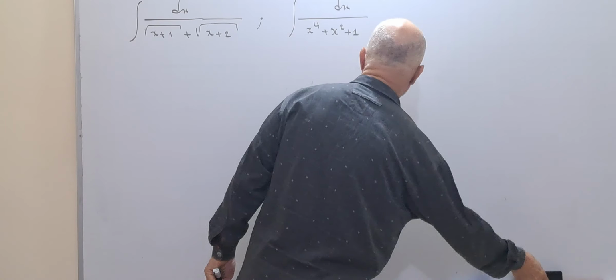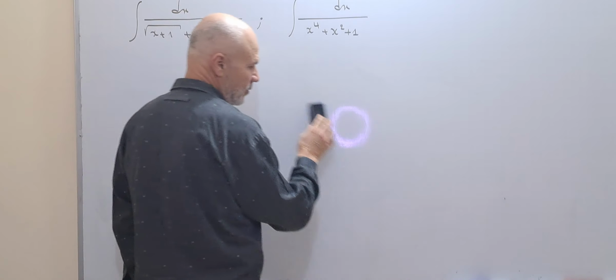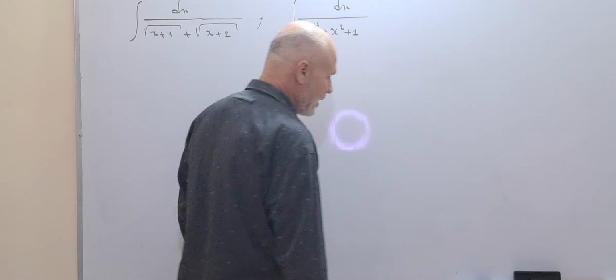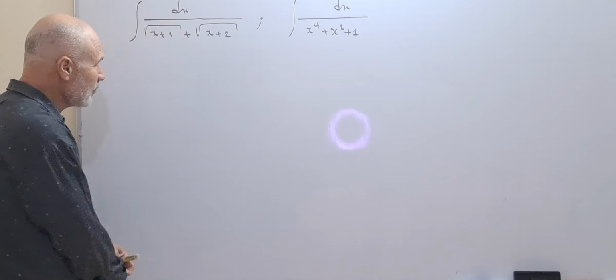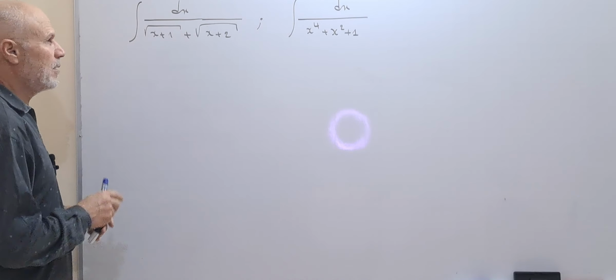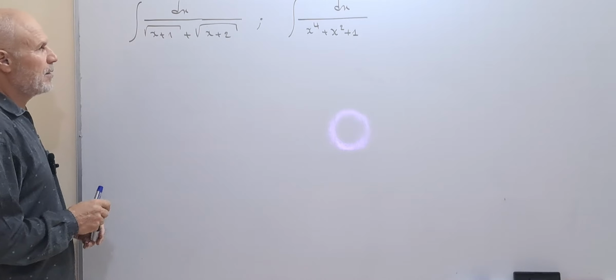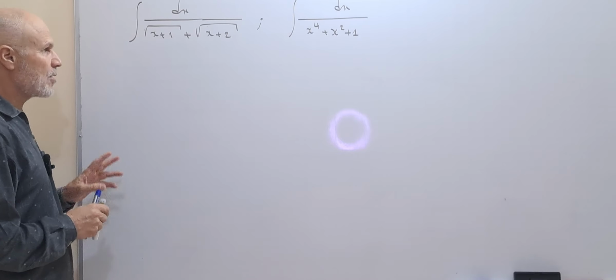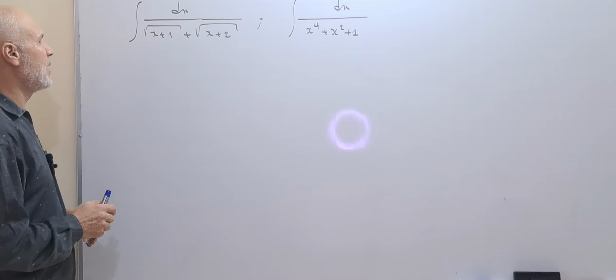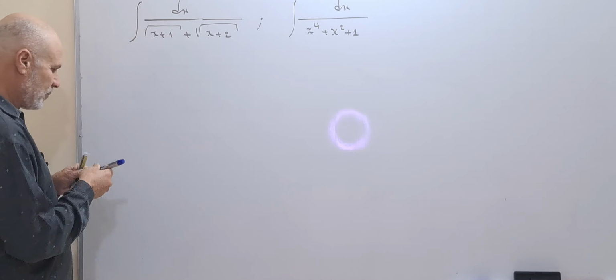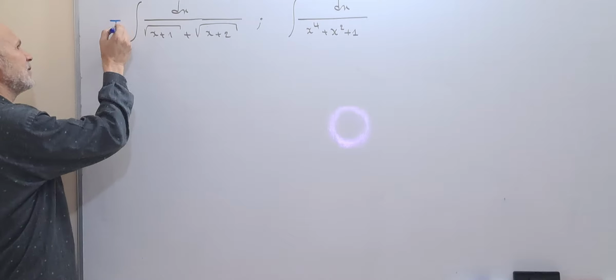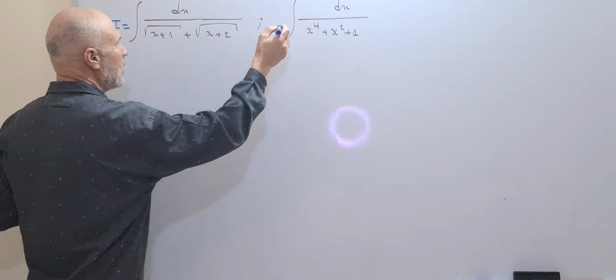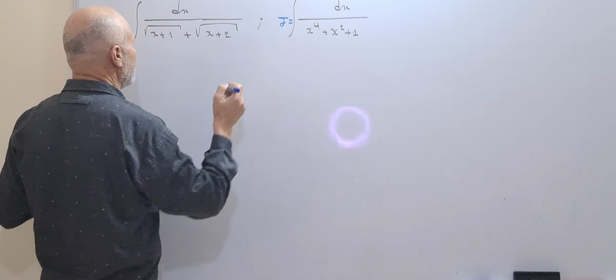Here today we have two primitives to estimate, to calculate. So an easy one and a little bit more difficult the second, just a little bit. The first one we'll denote by E, and the second by G.